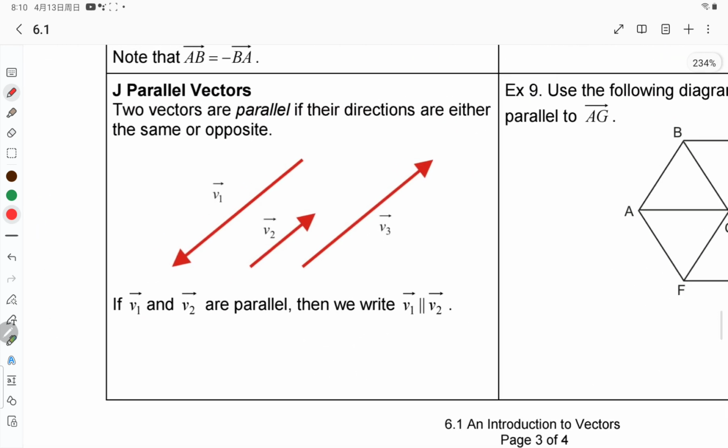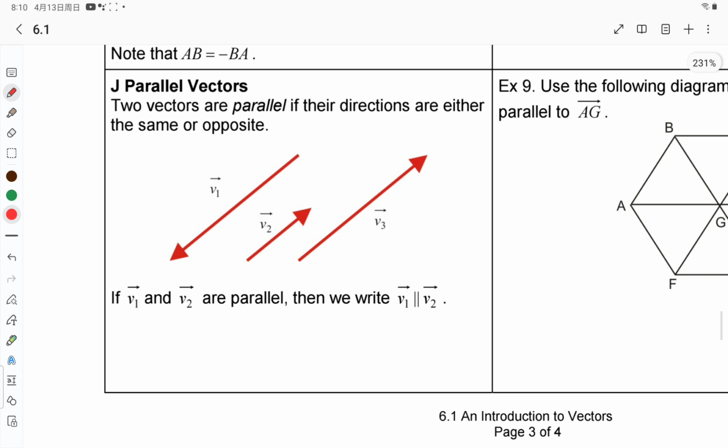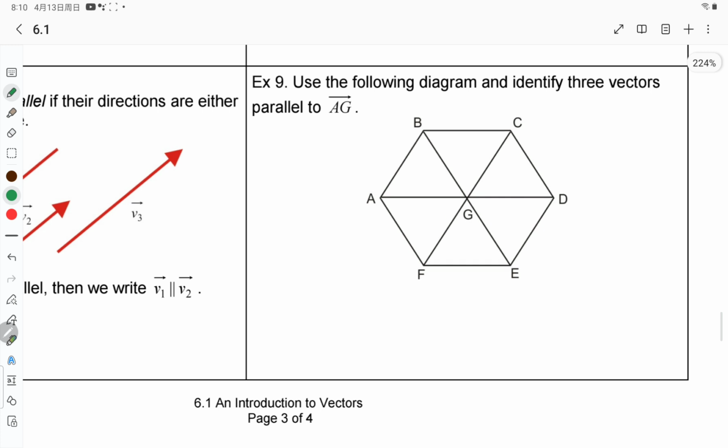Okay, parallel vectors: two vectors are parallel if their directions are either the same or opposite. I think we know this, right? Okay, skip. Following the diagram, identify 3 vectors parallel to AG. Okay, I think you know.